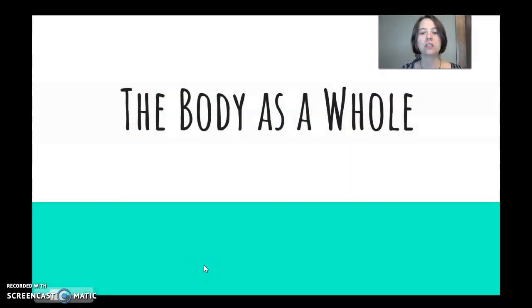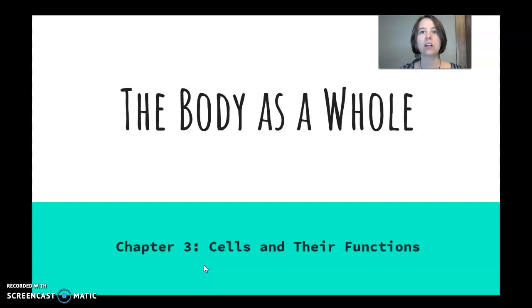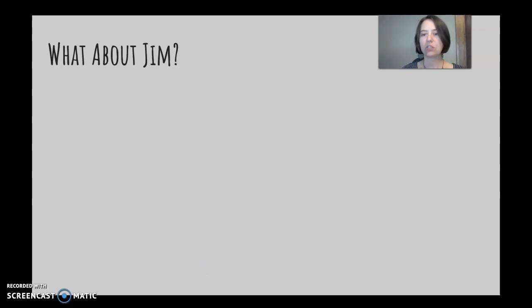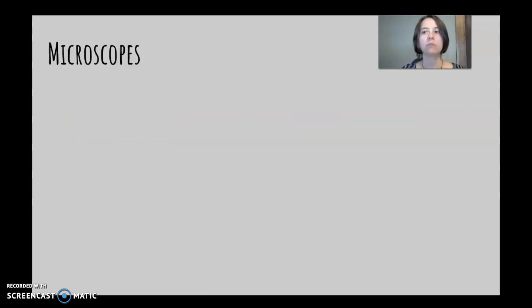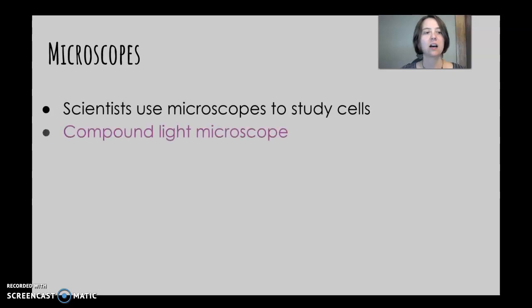Our unit is still the body as a whole, and we are delving into cells and their functions. So to start out the chapter, we're going to figure out about heart disease from a cell's perspective and what is wrong with Jim. We'll jump into that during class. Also, we're going to do a quick review of microscopes.